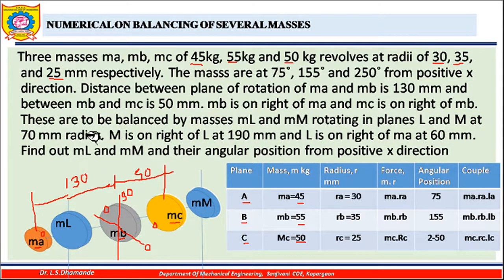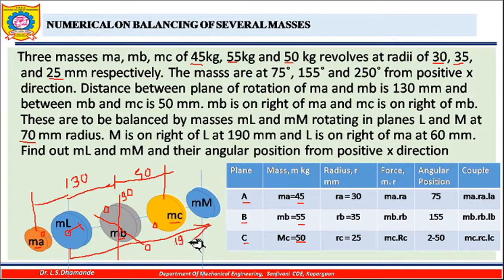So these are to be balanced by masses ML and MM rotating in the planes L and M at a radius of 70 mm. So in these planes masses are to be attached, at a distance of 70 mm from the center. But the angular position is not known to us. So M is on the right of L at 190 mm. So M is on the right side of this L, at a distance of 190 mm from the plane L.